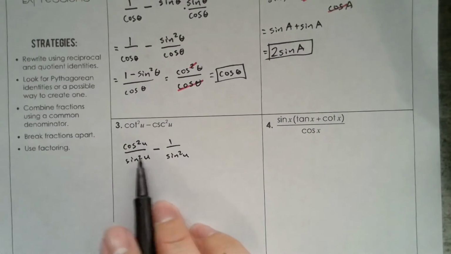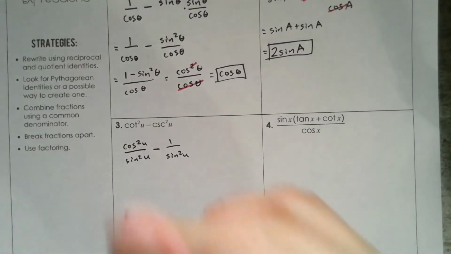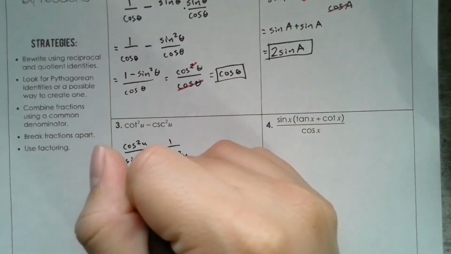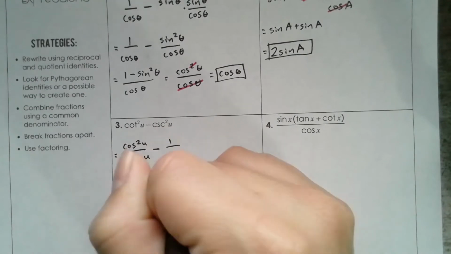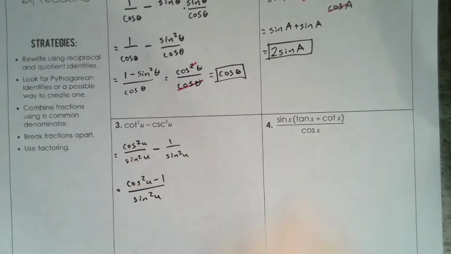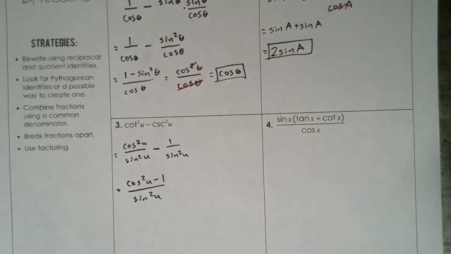You have a fraction minus a fraction, same denominators, so then this would be cosine squared u minus 1 over sine squared u. I can combine those fractions. Cosine squared u minus 1, this is an identity. It's right here.